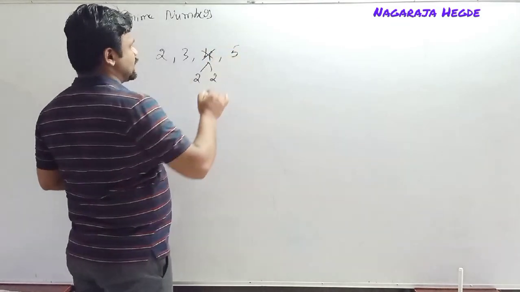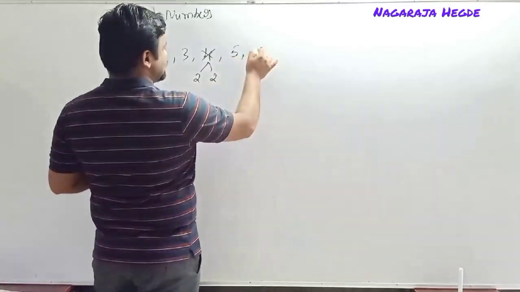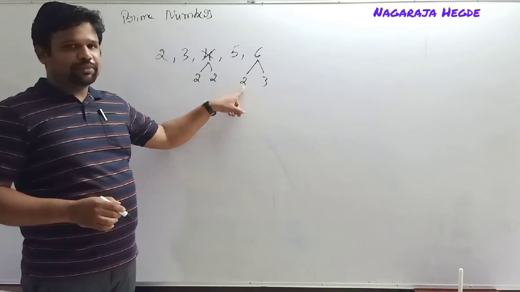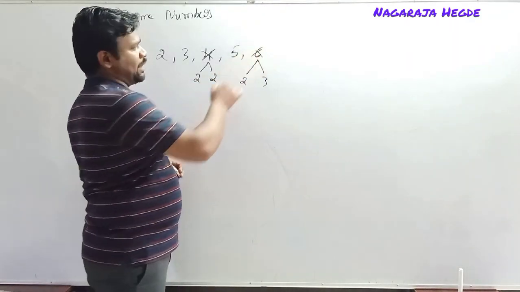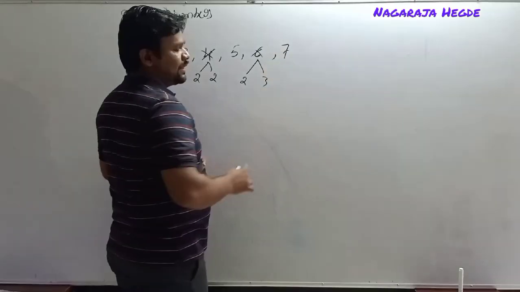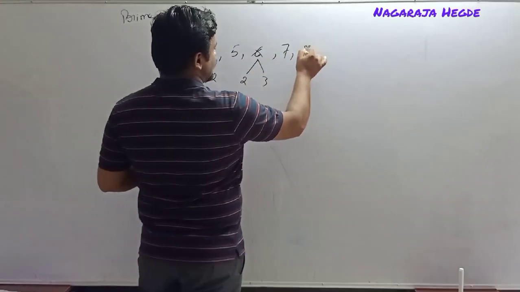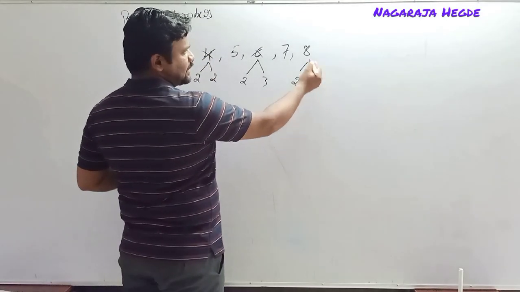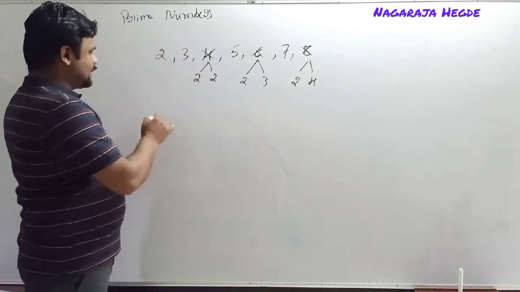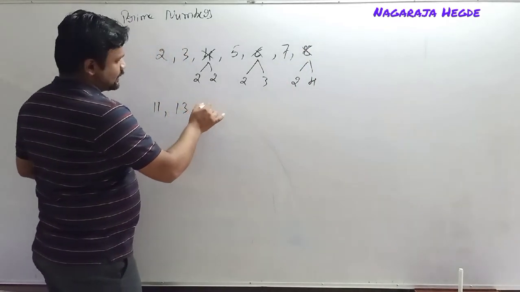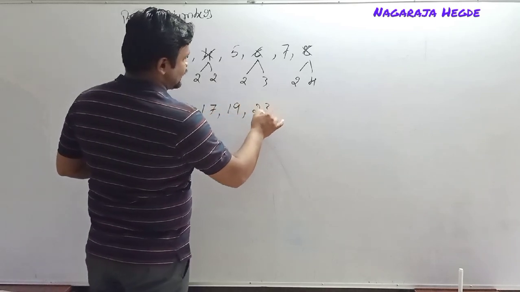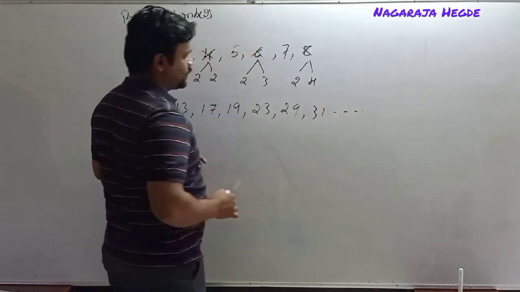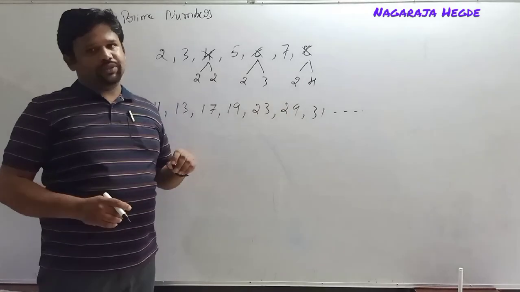If you take 5, yes, 5 is a prime number. 6 can be written as 2 into 3, two smaller natural numbers whose product is 6. So 6 is not a prime number. Like that, 7, yes, 7 is a prime number. 8 can be written as 2 into 4, so 8 is not a prime number. Next 11, 13, 17, 19, 23, 29, 31 and so on. These are all examples of prime numbers.